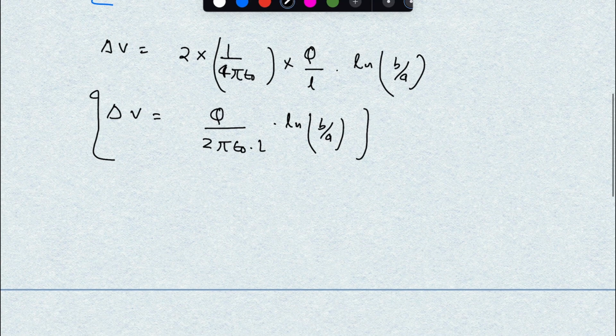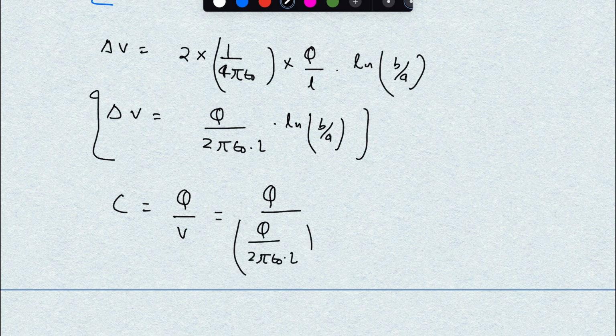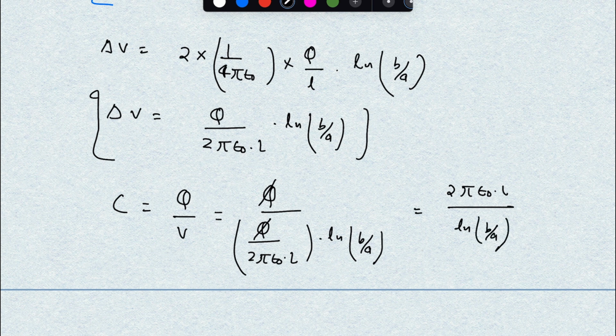Now we'll write C equals q divided by V. V is q divided by 2 pi epsilon naught L times ln b divided by a. So q is cancelled out, and from there we get 2 pi epsilon naught L divided by ln b by a. So this is the capacitance. This is the formula for the capacitance of the cylindrical capacitor.